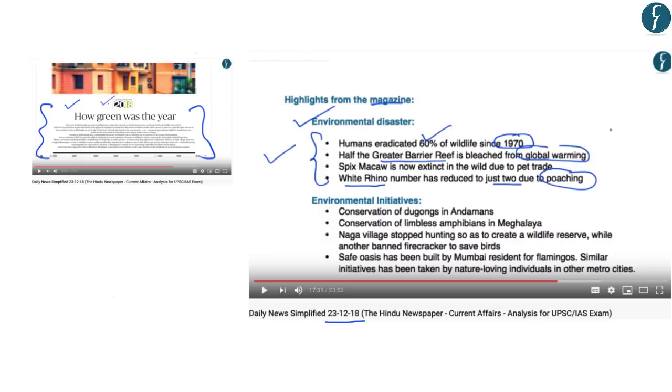The Hindu newspaper. And in this it was highlighted that half of the Great Barrier Reef in Australia is bleached due to global warming. So this could have been one of the most important examples related to the impact of global warming on coral reefs.